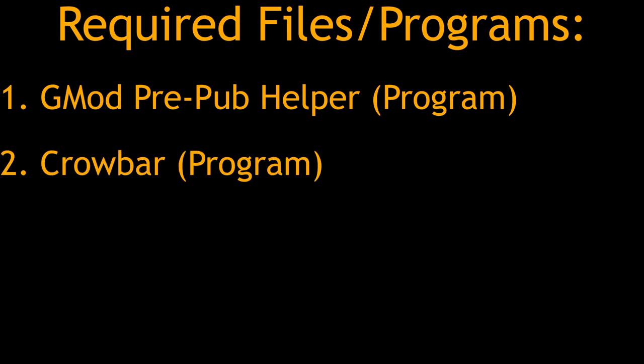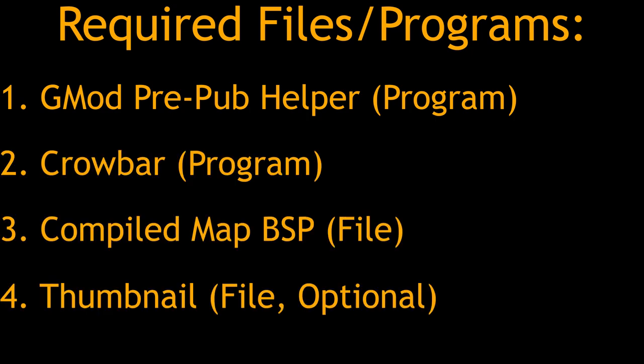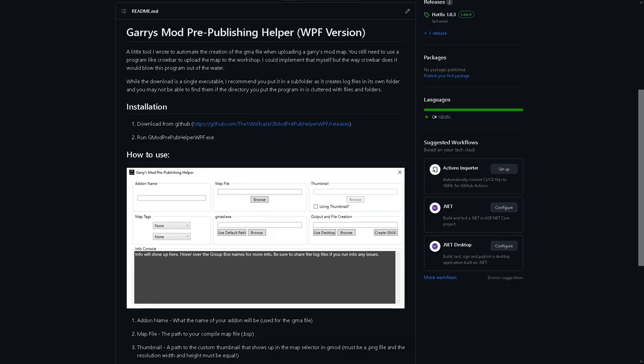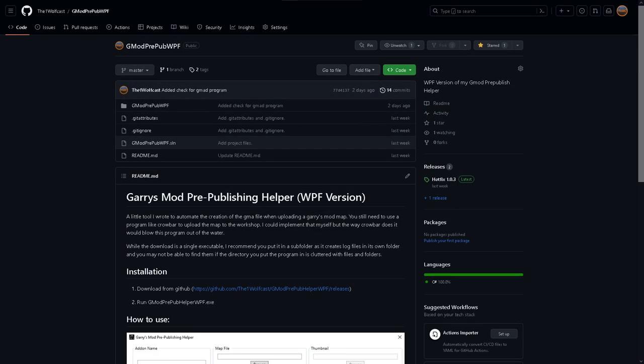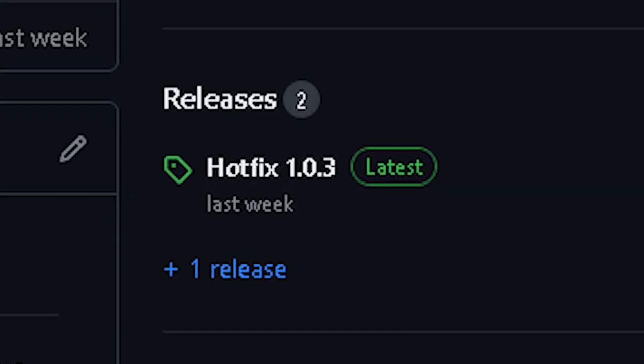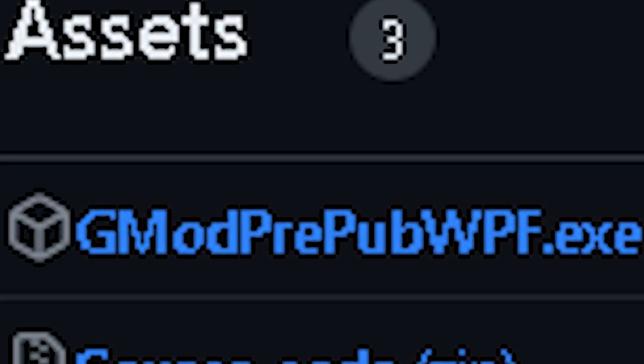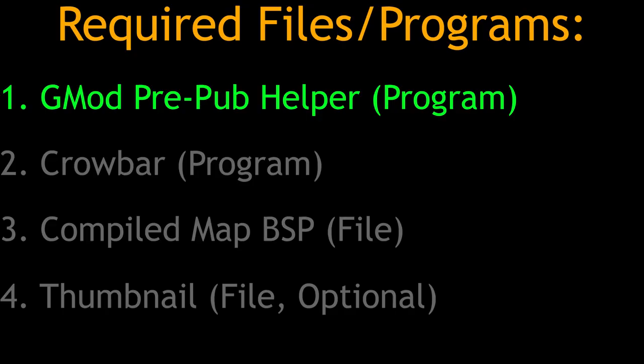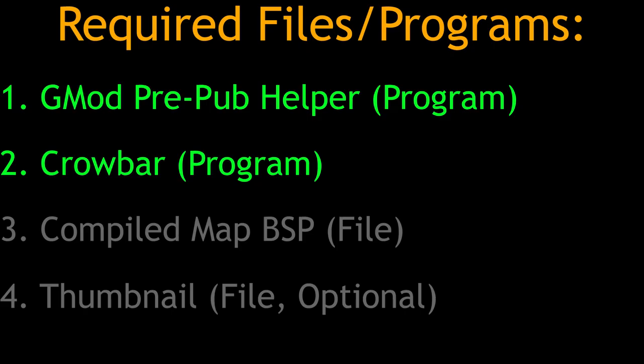Why don't we make sure we've got all of the necessary files and programs ready before we start? First, go to my GitHub and download gmod prepub WPF at releases and whatever the most recent release is. Once you get that tiny program, you'll also need Crowbar from Zeq Macaw and friends on his/hers/their GitHub. And once that's done, make sure you've got the following files ready.